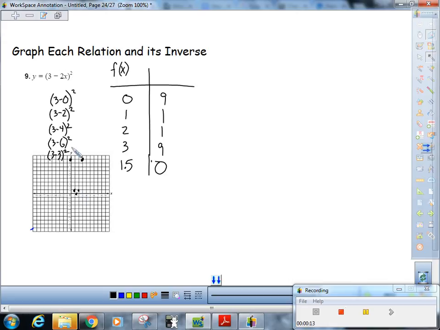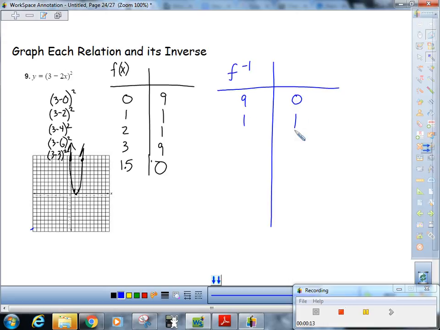You could have also literally just put this into your calculator. Just type it in and let your calculator graph it, and then look at the table if you wanted a list of points. Now that we've got that done, that's the hard part. It's much easier now to find the inverse, because they just want us to graph it. So what was 0, 9 becomes 9, 0.